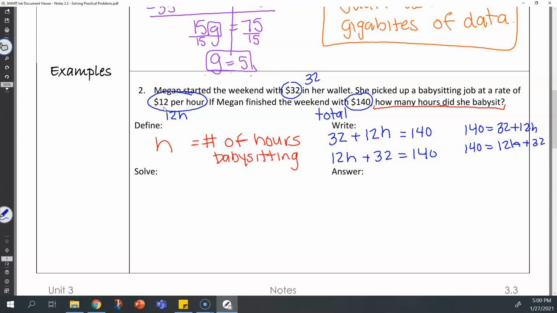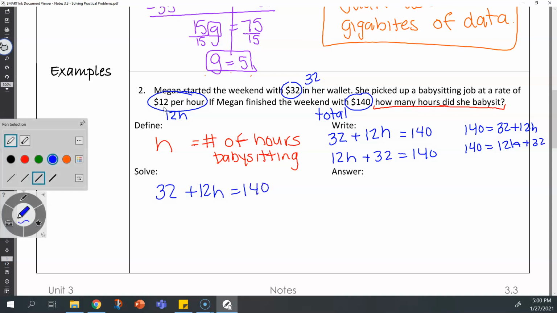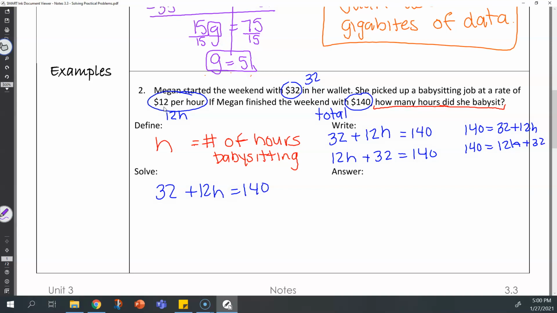Now, I'm going to solve the original equation that I wrote, which is 32 plus 12H equals 140. And if your equation looks different, that's okay. The solving process should be similar. So my 12H is my variable term. I need that alone. Minus 32 on both sides. 12H equals 108. I need to get rid of 12, so I'm going to divide, and I get H equals 9.